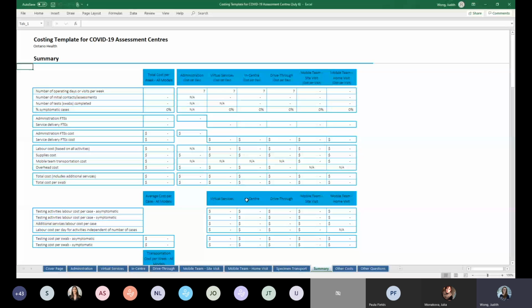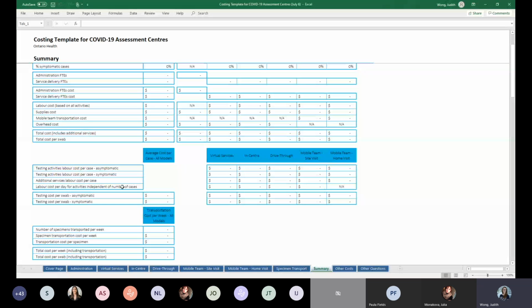You know, if your cost per day looks really off, maybe go back to the source tab and see if there's a piece of information missing. If your number of FTEs is adding up to a higher number than you know you have, maybe go back to your source tabs and make sure you're not counting the same person in multiple categories.